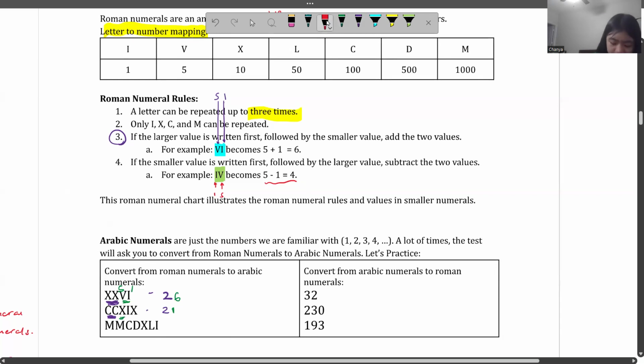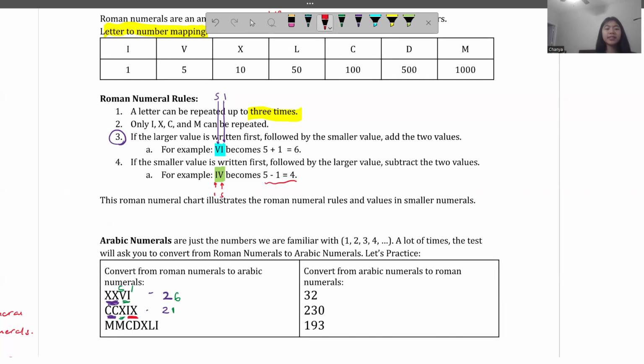Our unit digit here is represented by these two, IX. What's the value of I? The value of I is 1. What's the value of X? The value of X is 10. So since the 1 is written before the 10, you subtract the two. So your unit digit would be 10 minus 1, which is 9.